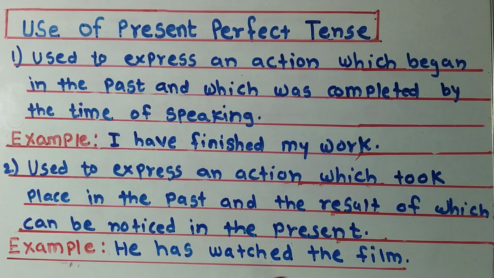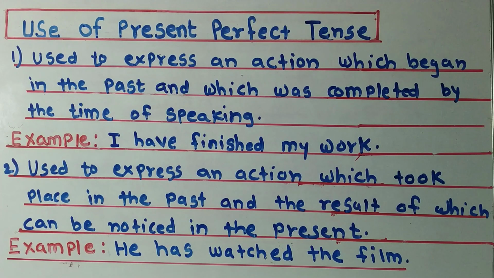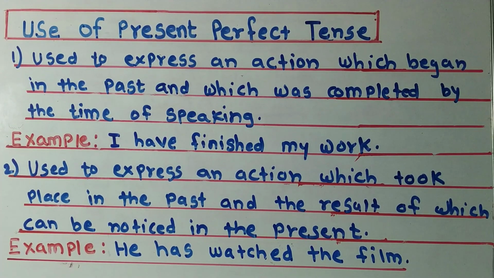For example, he has watched the film. Here, speaker is trying to tell that he started watching the film in the past and the watching of the film was done in the past itself, but he can still remember so many things from the film, or he has not forgotten anything from the film. In this way, you should know how to make use of present perfect tense in your day-to-day conversation, and only then your communication can be meaningful.